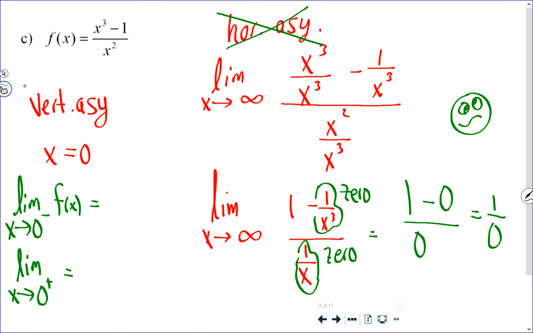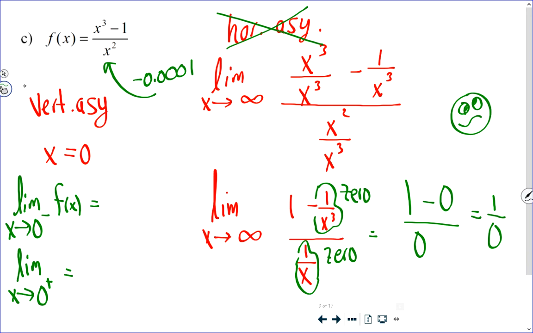All you have to do to find the first limit, as x approaches 0 from the left, is put in a number like negative 0.0001 in for x and see what you get. Remember, your left and right-handed limits for the vertical asymptotes will always be either negative infinity or positive infinity.